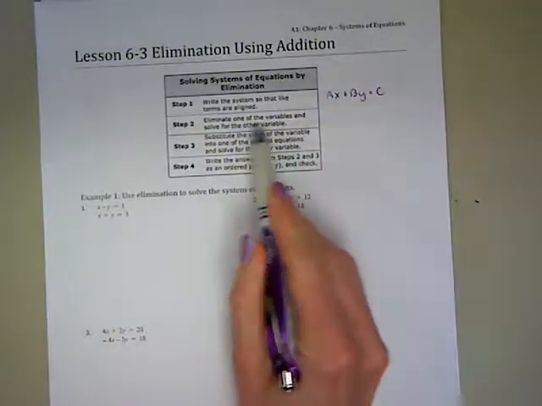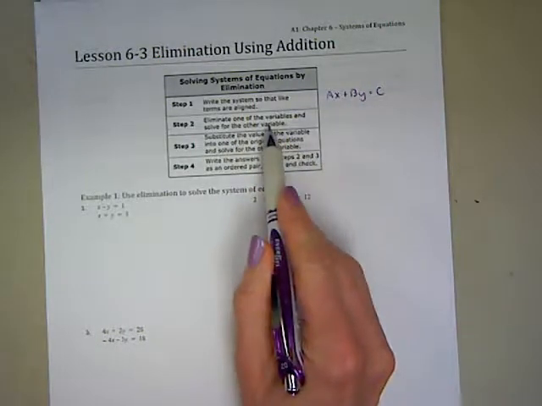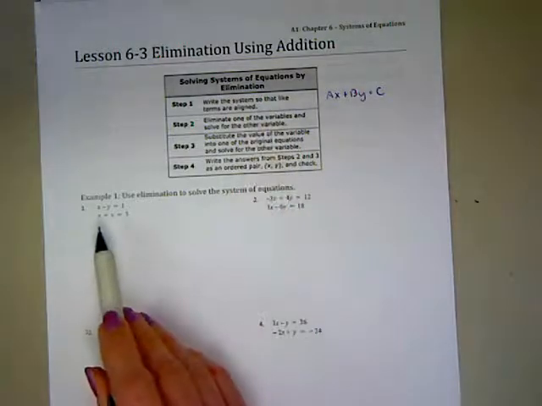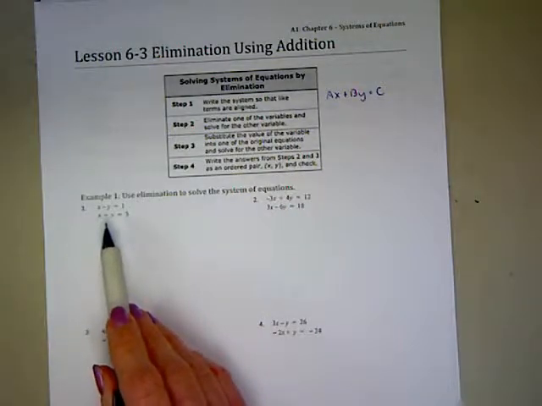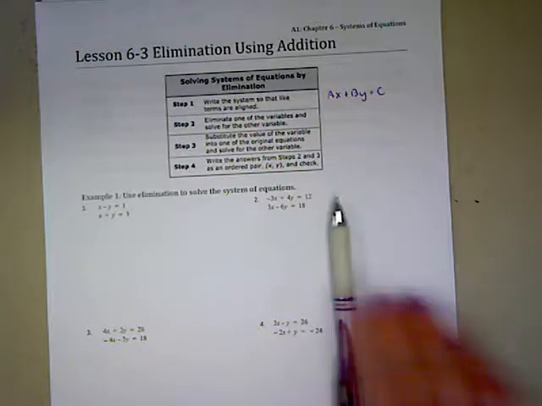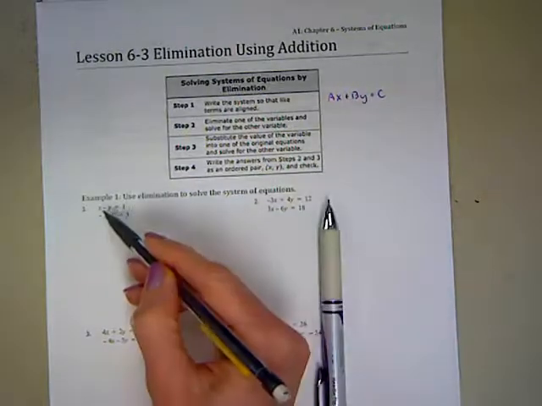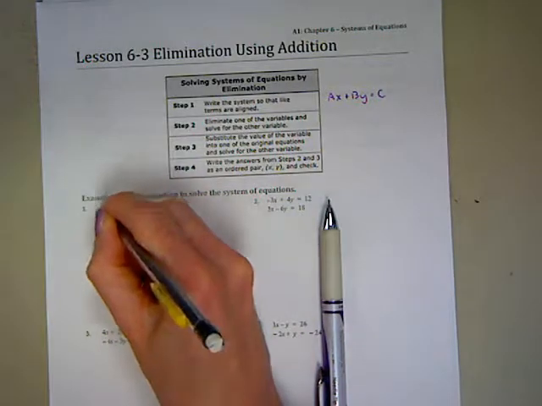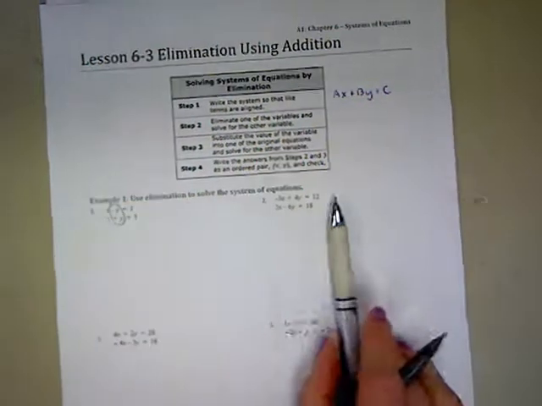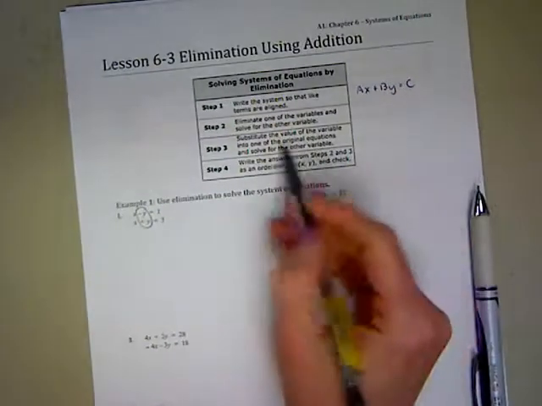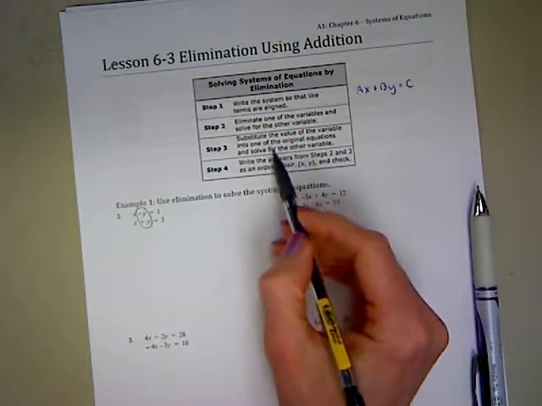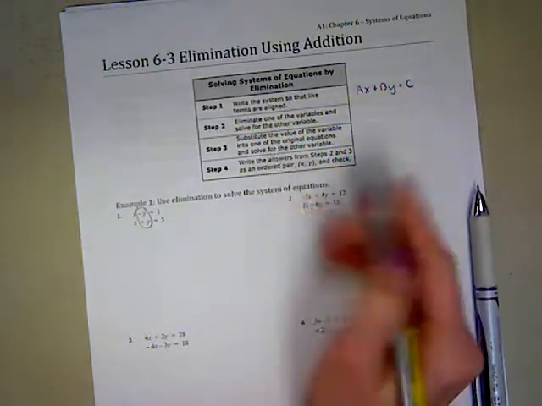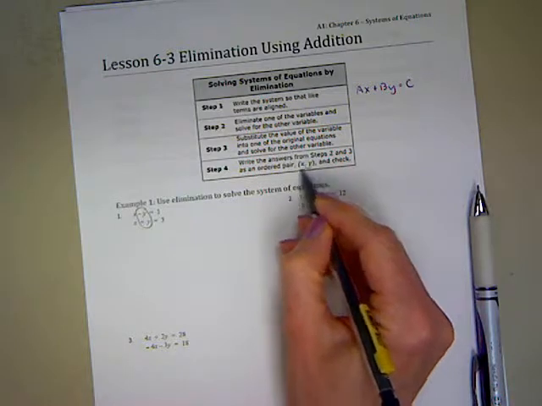Step 2, eliminate one of the variables and solve for the other variable. Okay? So to make them eliminate, you're looking for opposite signs. So I have a positive and a negative, and they're both just plain y's. So we're going to circle those. Those will eliminate. Once you get them to eliminate, then you're going to substitute that answer that you get into one of the two equations and solve for the other variable and get your answer as an xy.